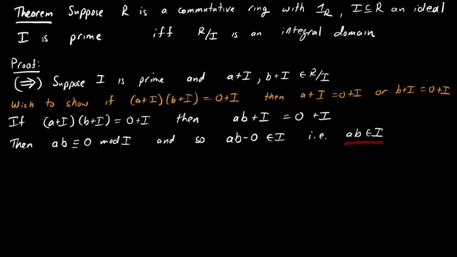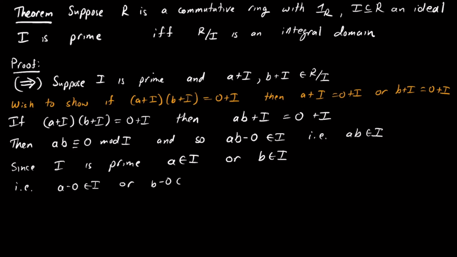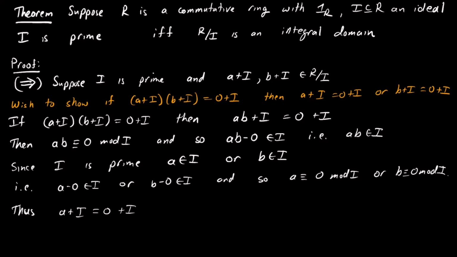Now we could say, okay, well, I is a prime ideal. So if AB is an element of I, since I is prime, that must mean that A is an element of I or B is an element of I. In other words, A minus 0 is in I or B minus 0 is in I, and so A is congruent to 0 mod I or B is congruent to 0 mod I. Thus, we have that A plus I is equal to 0 plus I, or B plus I is equal to 0 plus I. So we can say, hence, R mod I is an integral domain.